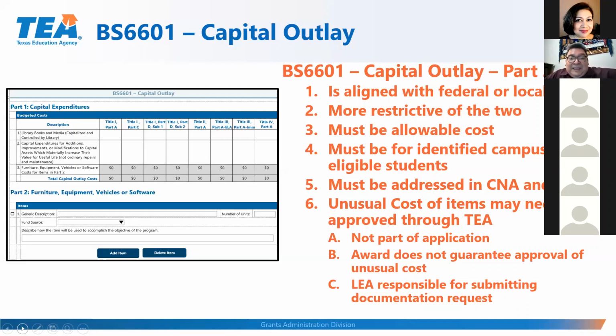It's not part of the application. And just because it's been budgeted and it's been processed through, if you don't get approval for that item, you would not be able to charge it against this grant. And of course, it is your responsibility to make sure you submit the documents to request this in a timely manner before you make those purchases, so you won't have to back it out of your expenditures.